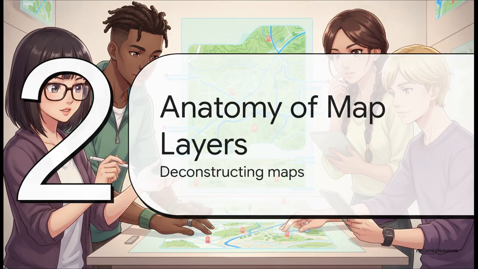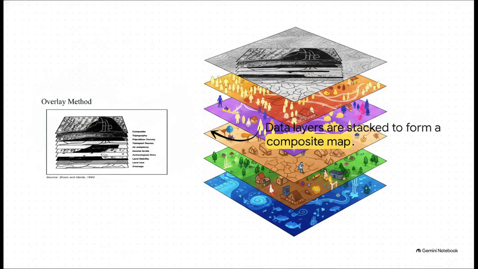Moving right along to section 2, anatomy of map layers. Let's visually deconstruct how this works. To truly grasp the power of this technique, we've got to look at how these isolated variables physically come together. This model from Dixon and Mons perfectly illustrates what is essentially a dynamic stack of information. If you start from the bottom, you've got drainage patterns, followed by land use, land stability, and income levels. Moving up the stack, we find air emissions, transport routes, and topography. By stacking all these vertical layers together, they synthesize into that topmost layer, the composite map.